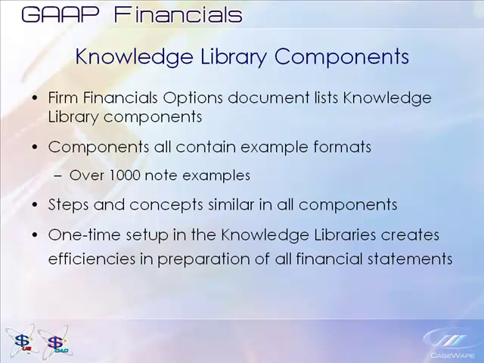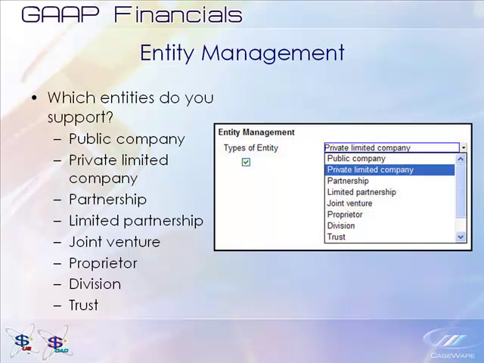Once again, there are 4 important concepts to consider when creating your knowledge libraries. 1 is to decide the entity types your firm supports. By setting up entity types, you can have alternate formats generate in the financial statements depending on the entity type selected for any particular engagement. Using the entity management feature, you are able to see the entity types supported in financials and turn off those formats not applicable to you. In step 4, you will see how the choices made in this step affect the generation of the financial statements.